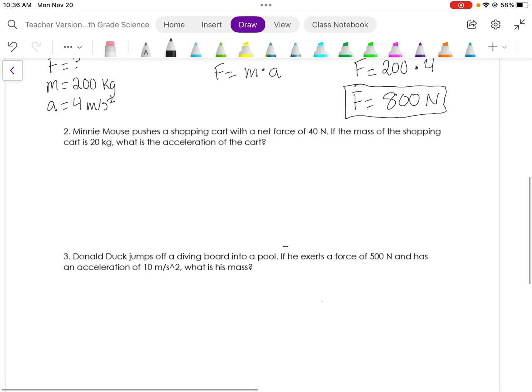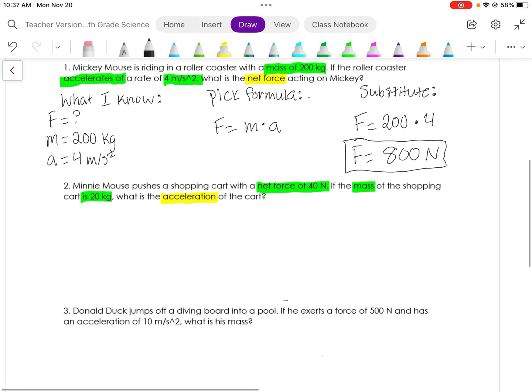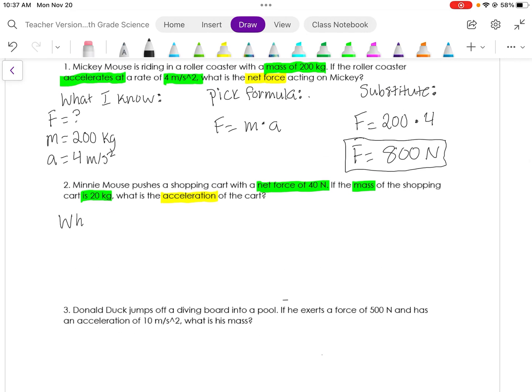So now we're going to look at the next one. Minnie Mouse pushes a shopping cart with a net force of 40 newtons. If the mass of, and I actually was doing this in green, yikes. So net force of 40 newtons, the mass of the cart is 20 kilograms. And so we want to know what the acceleration is. So again, what I know.